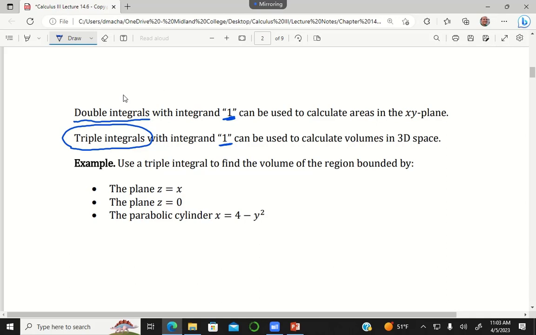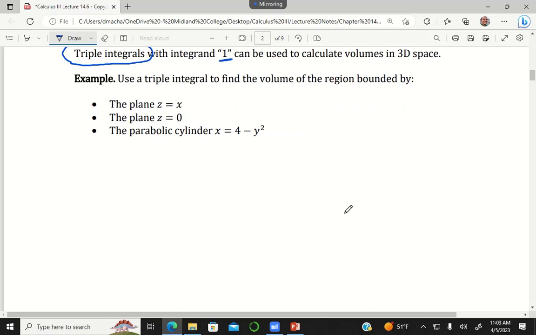We'll just do an example. Use a triple integral to find the volume of a region bounded by the plane z equals x, the plane z equals 0, which is the xy plane, and then this parabolic cylinder that's given by the equation x equals 4 minus y squared.